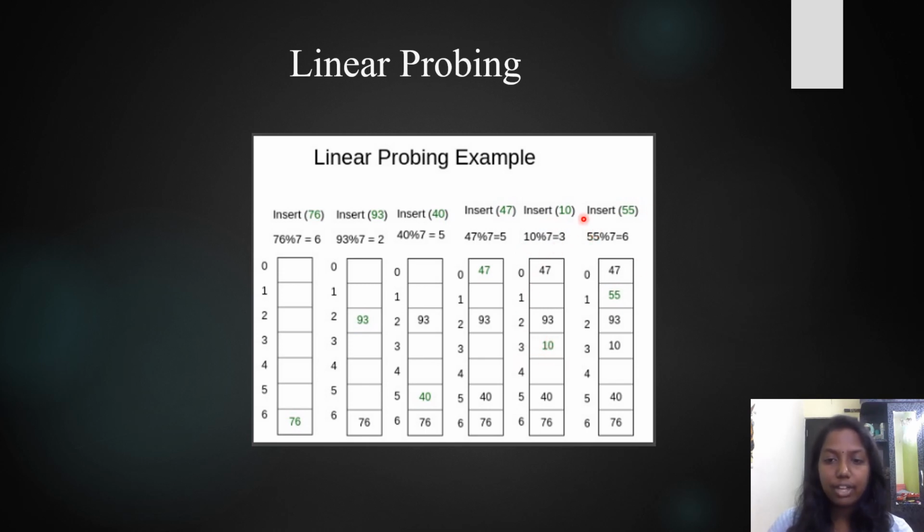Now for 55 we go to 6, but at 6 we already have 76. We go to the next space, which holds 47, so that is also occupied. The next free space is at 1, so we insert 55 here.